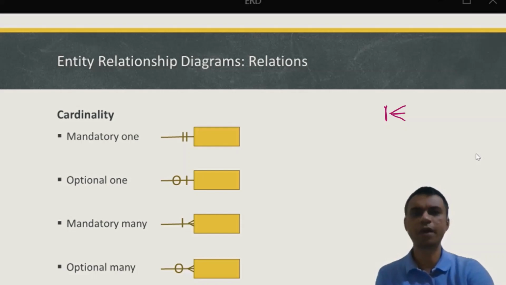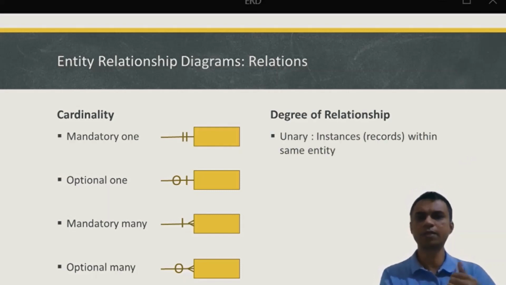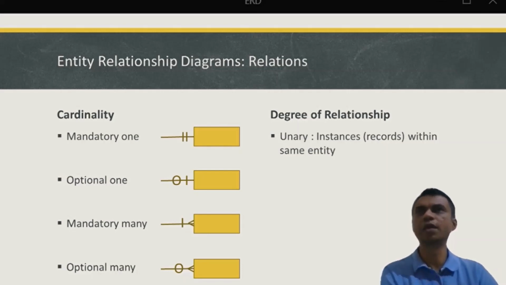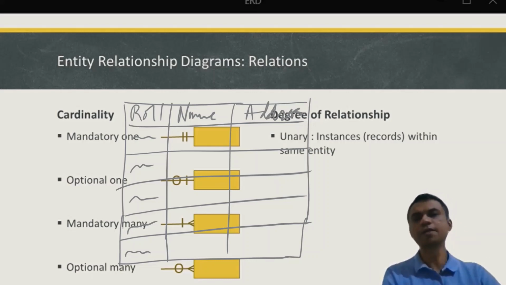So this is about the cardinality of the relationship. Next we will look at the degree of the relationship, and there are three aspects here. One is called the unary relationship, which means instances of the same entity have a relationship within itself. We saw students are one entity. Different students may be related to one another in some ways. An example I can think of is senior of or junior of.